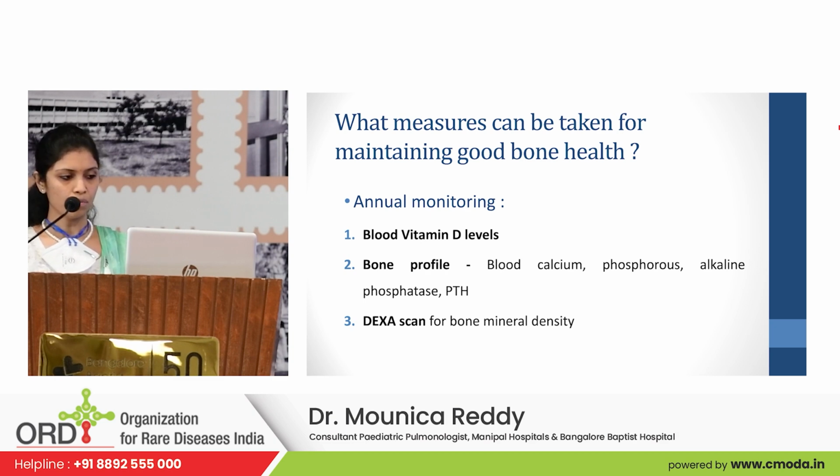Coming one by one, vitamin D supplementation. At our center, we keep the infants on regular vitamin D prophylaxis. Infants less than 6 months receive about 400 IU daily, more than 6 months to 6 years about 600 IU, and children who are more than 6 years, we keep them on 1000 international units daily. And annual vitamin D level checks are done.